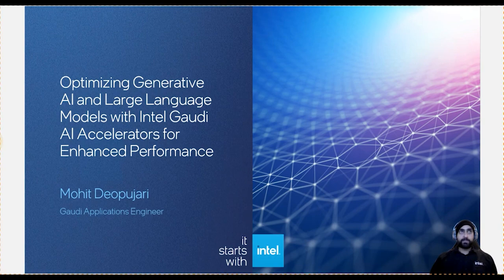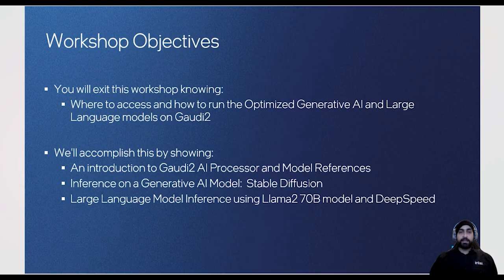And in this workshop, we're going to have a look at how to access these AI models and how to run them on the Gaudi 2 processors. I'll be doing a live example with a Jupyter notebook, showing you how to do text to image and also large language model generative text inference. But before that, we'll have a look at the AI chipset and the software stack that comes with it.